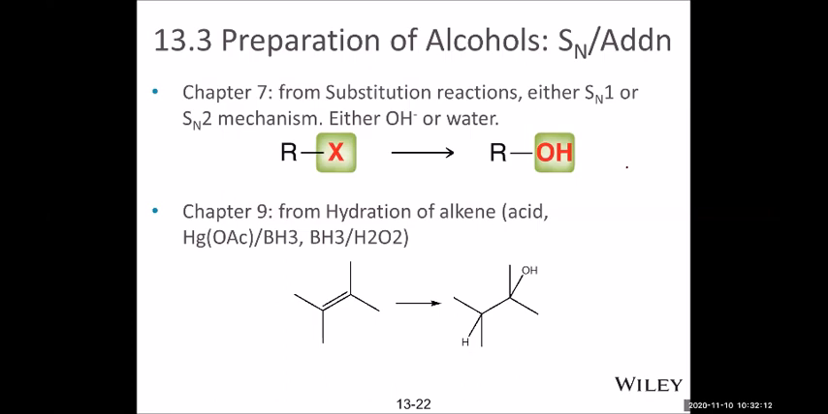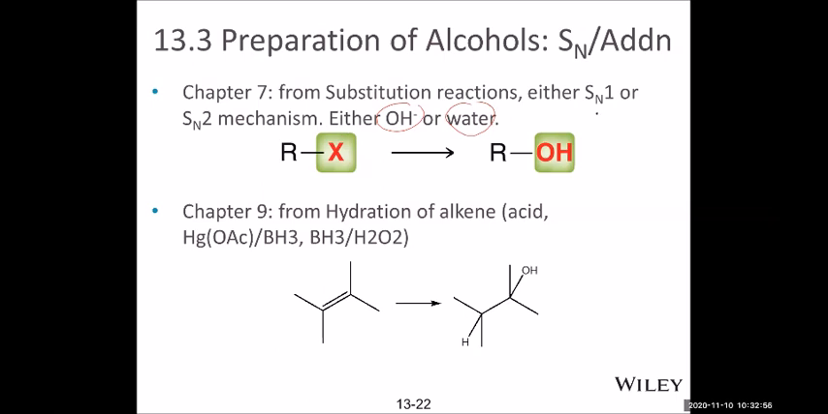Okay, so today's lecture will focus on the synthesis or preparation of alcohols. And there are many reactions that can form alcohol. So here's a quick review. In chapter 7, substitution and elimination reactions, we learned about substitution reactions from the alkyl halides by either the stronger base hydroxide, or the weak base water. And it goes through the substitution reaction to give us alcohol.